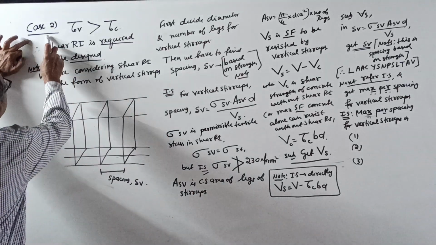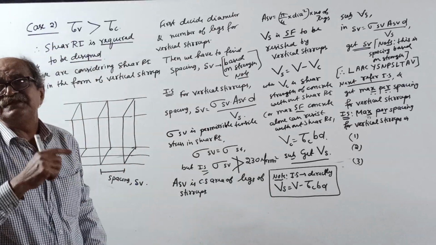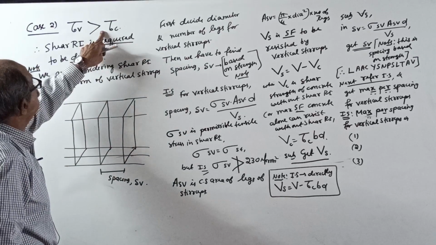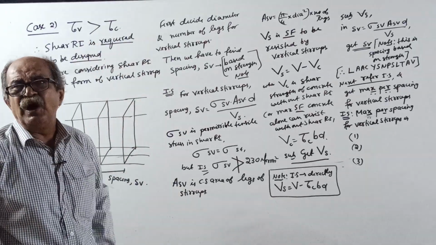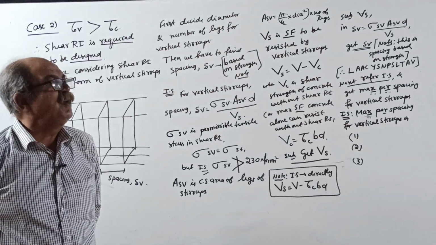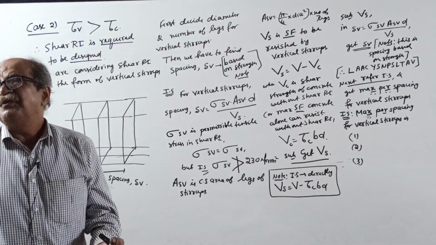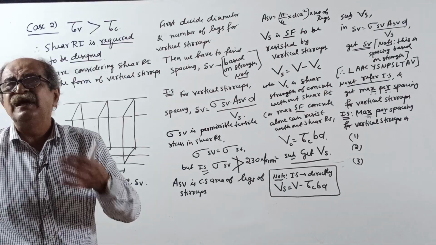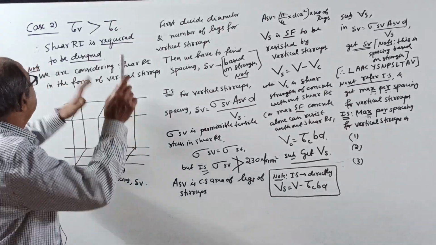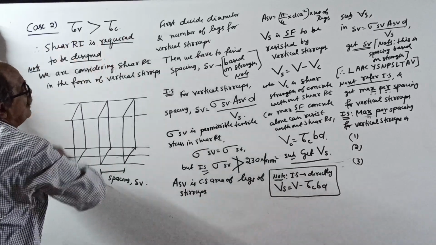Now, come to case 2. Remember, 99% of cases practically come under case 2. Very rarely for beams, etc. See, for small beams where load is very less or of minor importance, it may not happen. For all major beams, your tau v will come more than tau c. So case 2: tau v more than tau c.